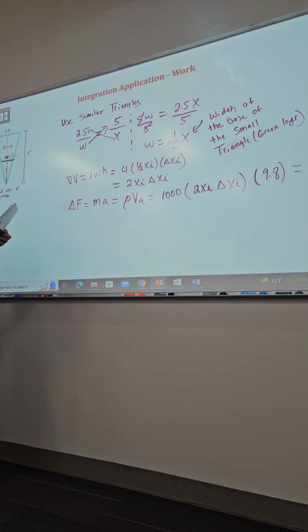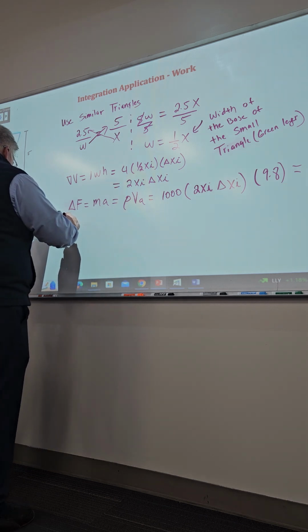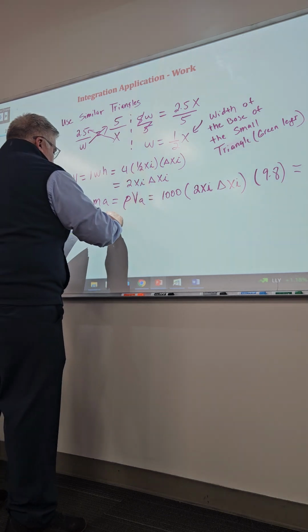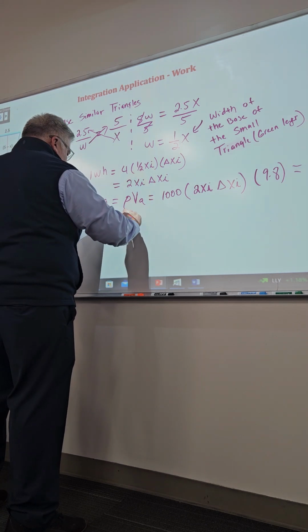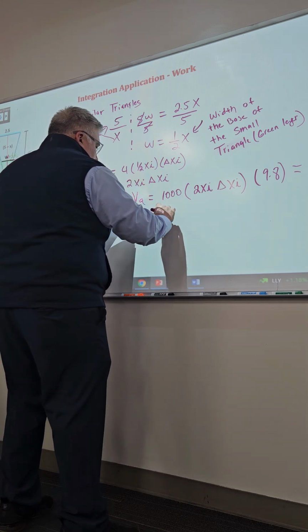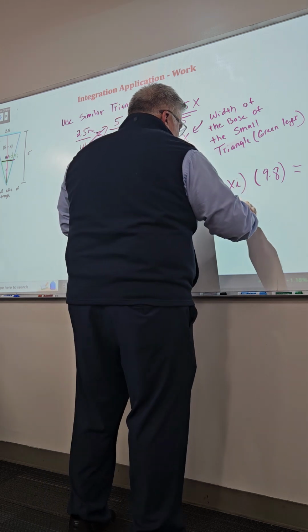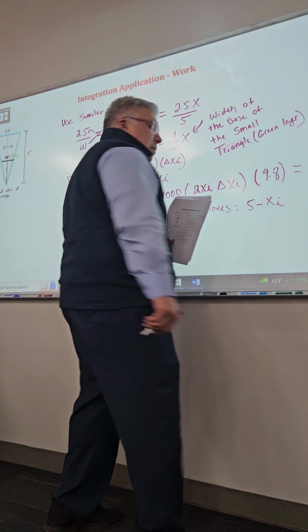Well, to find work, we need to know the distance. The distance that this layer is moving, remember the layer's right here, is 5 minus x. But remember, this is shortening, so this is by intervals, by the way, okay? So basically the distance, I'm going to write this out. Distance of the green layer of water is 5 minus x sub i. Okay?